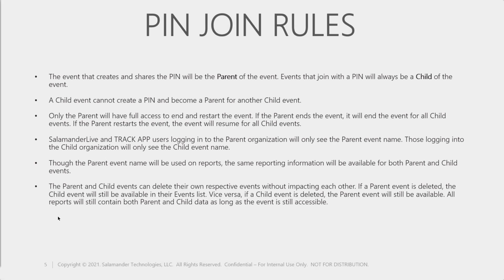The child, when they log into Salamander Live, they will still see the event. When they click on that event to view the reports, they'll still see the parent data. Since on the back end, it was all combined together, okay? Same thing if the child deletes the event, the parent still has access. So I'll walk you guys through all that so you guys can see all this in action so it makes most sense, but I really wanted to take some time to go through these pin join rules.